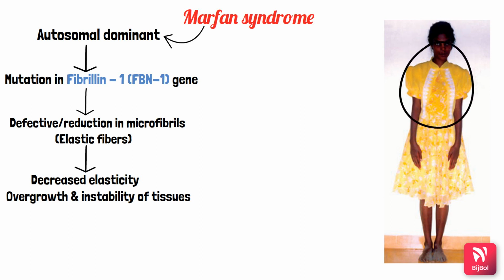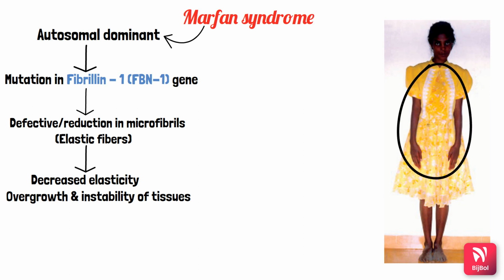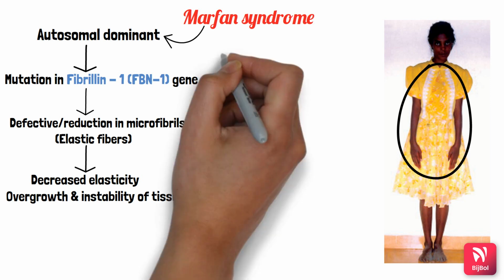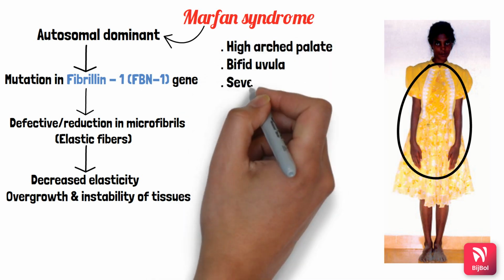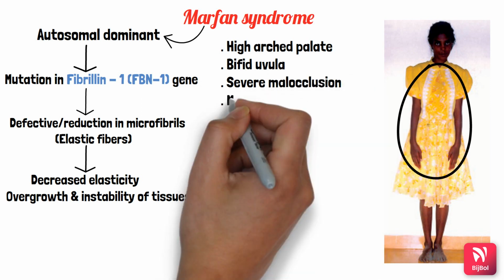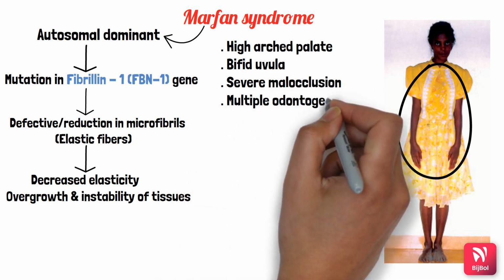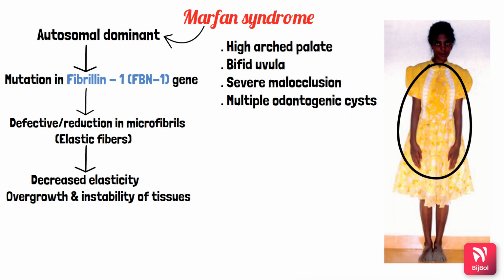If you see the body, the skeleton shows overgrowth, and in this patient there are disproportionately long limbs compared to the trunk. Along with this, they might even show hyperextensibility of joints with habitual dislocations, and sometimes arachnodactyly can also be seen. If you see dental or oral manifestations, a high-arched palate is a common intraoral finding. Along with that, there can be bifid uvula, severe malocclusion in both jaws, and multiple odontogenic cysts in both the maxilla and mandible.